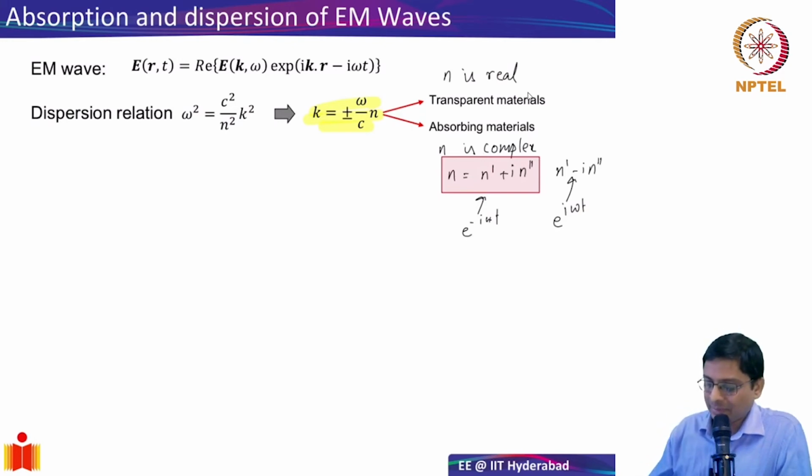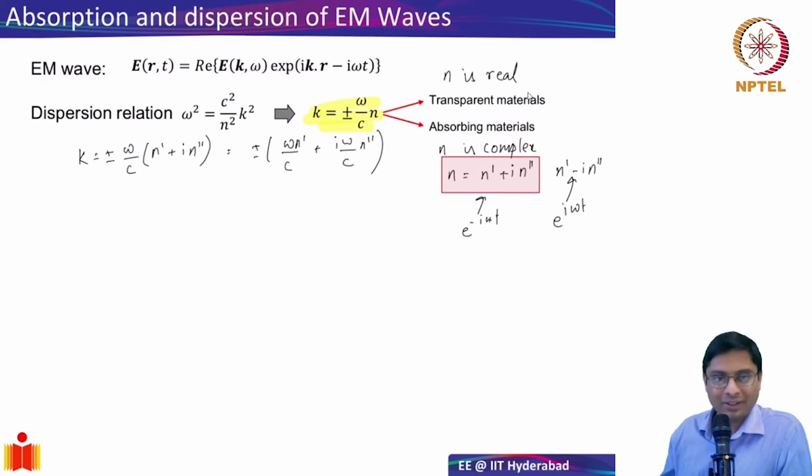To see that, let's expand the wave vector k that we got: plus or minus omega by c times n prime plus i n double prime. This translates to plus or minus omega n prime by c plus i omega n double prime by c. The reason this is important is that it can be seen by plugging it back into the original expression for the field, E naught exponential i k x minus i omega t, the plane wave that we have considered.